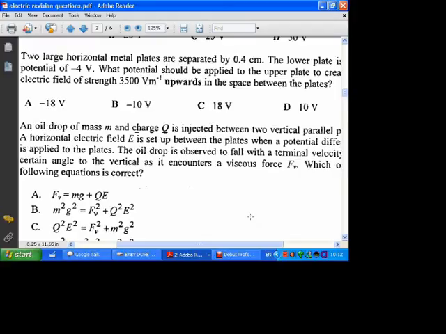Okay, let's look at number 3. Now we are given the electric field strength, right? Then you must identify whether it is a parallel plate. Yes, right? So you cannot use the Coulomb's law or inverse square law. You must use E equals to delta V over D to calculate.